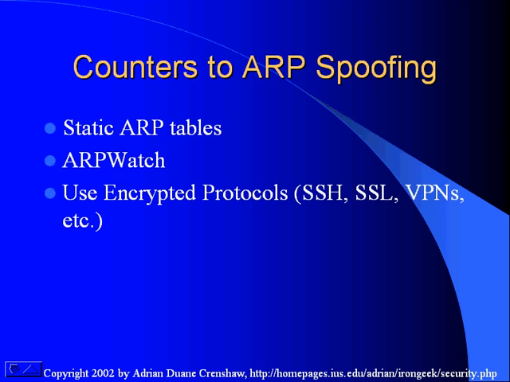There are a few counters to ARP spoofing. You can use static ARP tables, run a program like ARPWatch to report MAC addresses to IP changes, and start to use only encrypted protocols like Secure Shell, SSL, or start to use VPNs, etc.